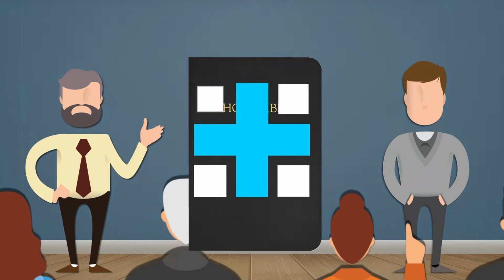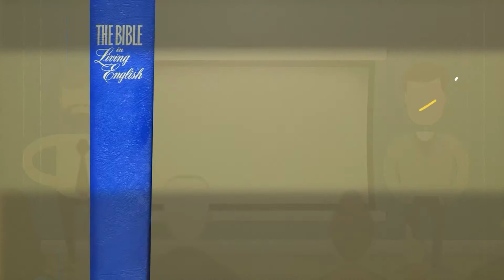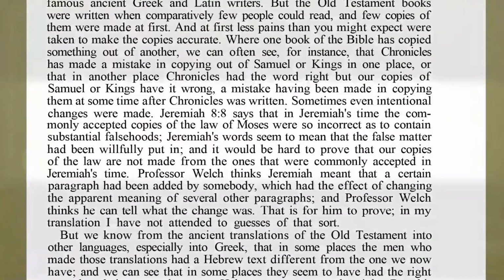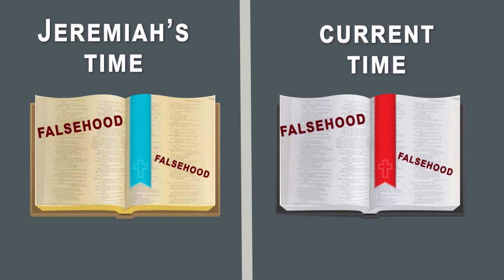And the preface of the Bible in Living English. The author, Stephen, states, sometimes even intentional changes were made. Jeremiah 8:8 says that in Jeremiah's time, the commonly accepted copies of the Law of Moses were so incorrect as to contain substantial falsehoods. Jeremiah's words seem to mean that the false matter had been willfully put in. And it would be hard to prove that our copies of the law are not made from the ones that were commonly accepted in Jeremiah's time. Thus establishing that there have been alterations to the Bible, and scholars acknowledge the fact. It's in the preface.